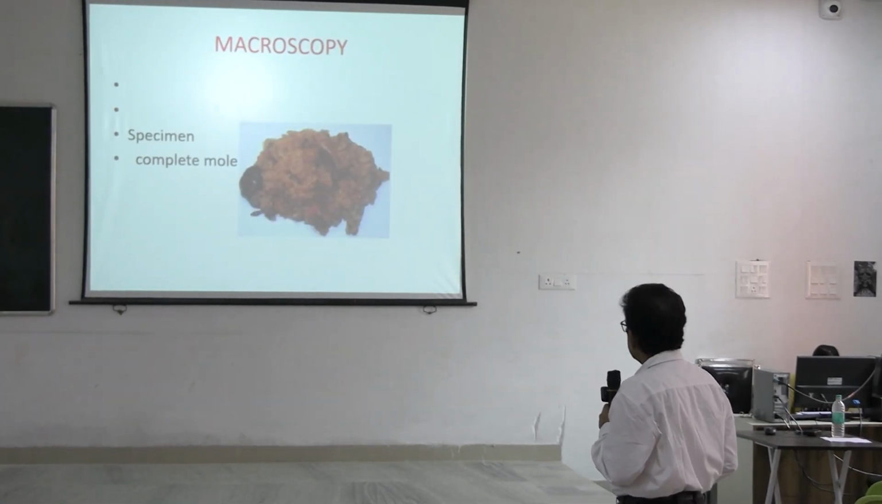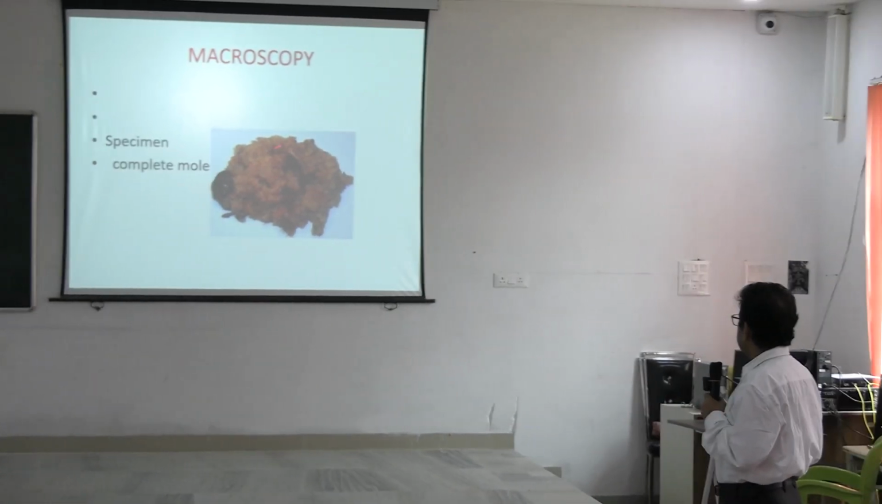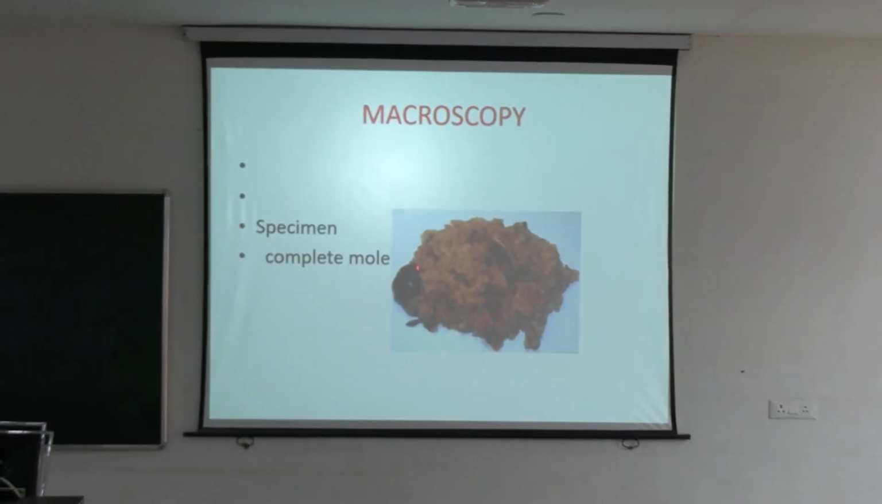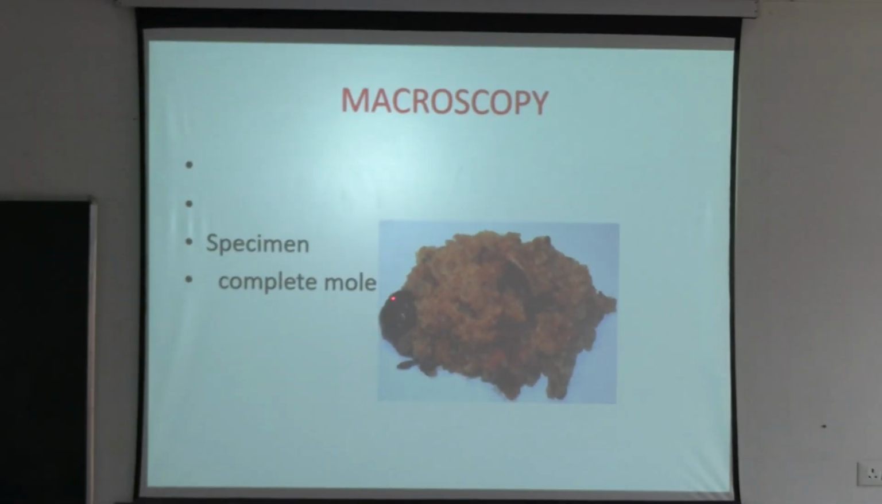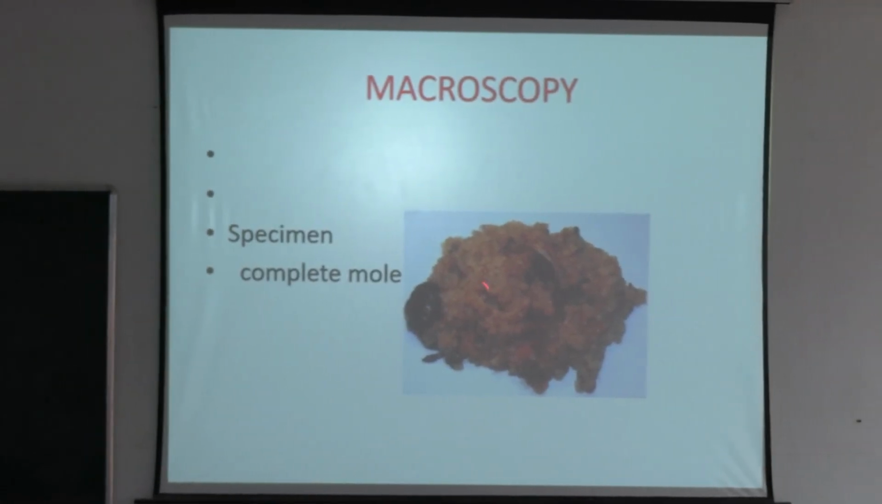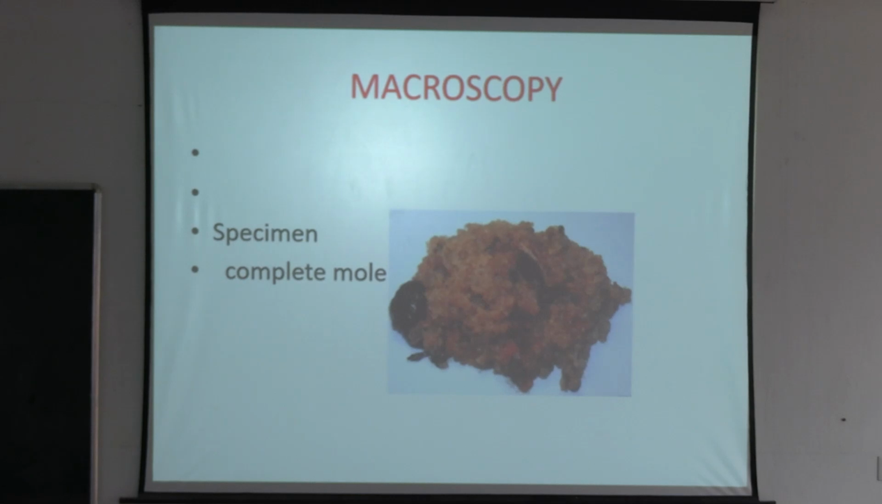This is the picture. You see the mole, instead of forming placenta, has taken the form of this. That is the vesicle-like structure, this is the specimen, and this is the blood clot. So you see the retroplacental blood clot will be there. Macroscopically, this is the picture of molar pregnancy.